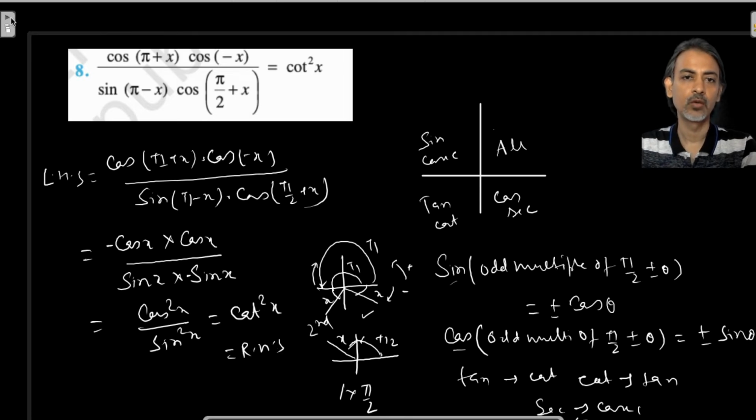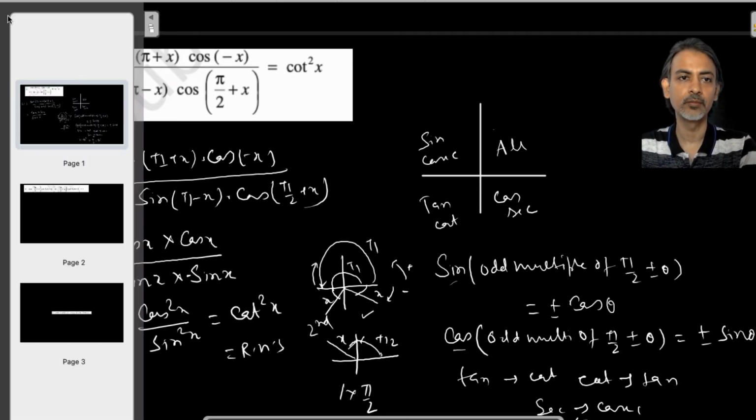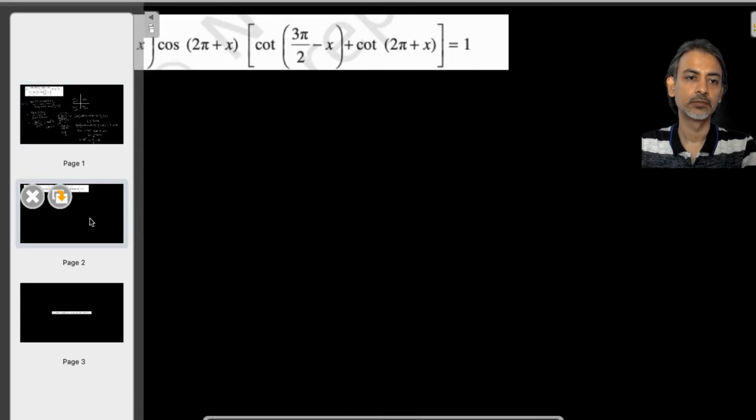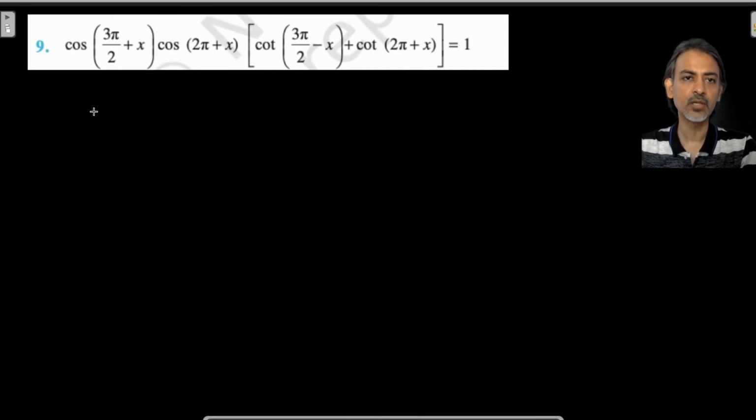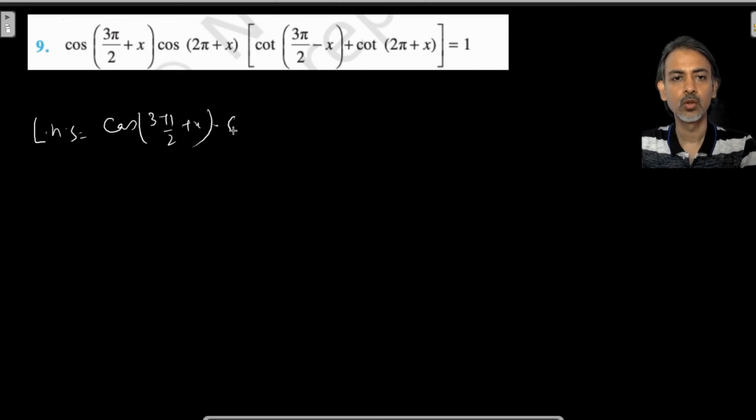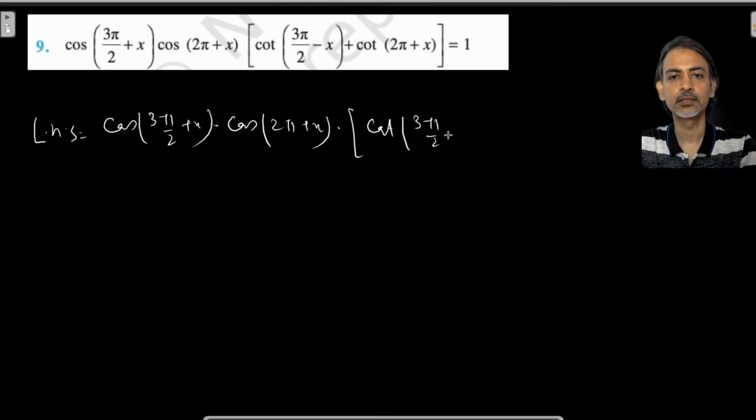Alright, now let's move on to the second problem and see what is being asked over here. So in this question, LHS is given as cos of 3 pi by 2 plus x into cos of 2 pi plus x into cot of 3 pi by 2 minus x plus cot of 2 pi plus x.